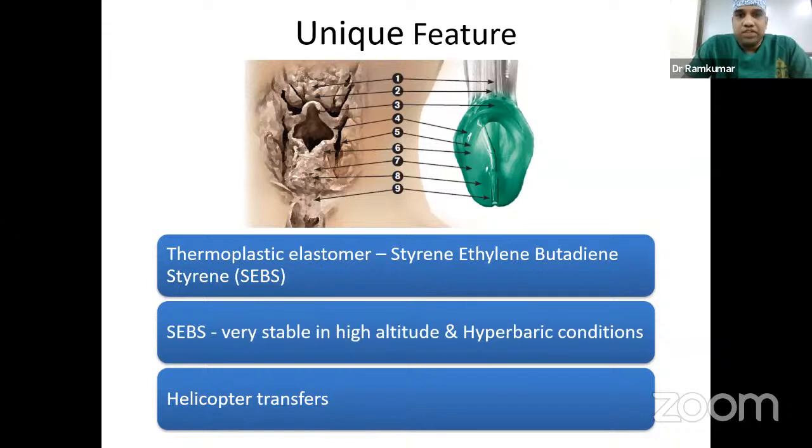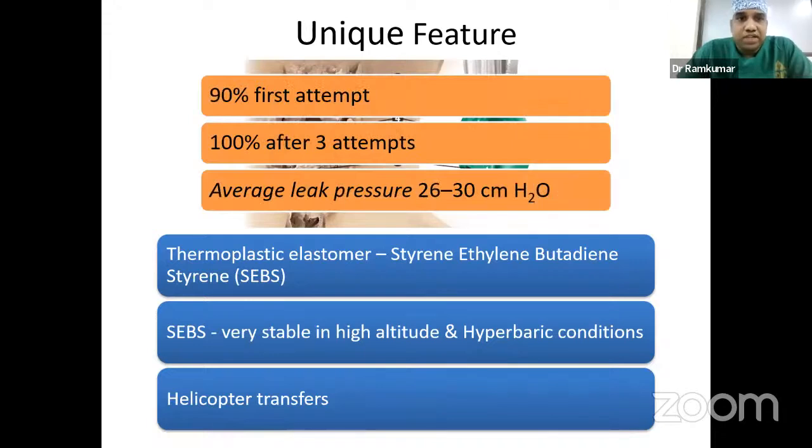So the chance of displacement is very less, and the chance of aspiration also is less because of the availability of the drain tube. Because of this material, they say that it's very stable in high altitudes and hyperbaric conditions. So these are devices which can be used in helicopter transfers as well. The success rate is close to 90% at the first attempt, and it's 100% at the third attempt. The average leak pressure is around 26 to 30 centimeters of water.